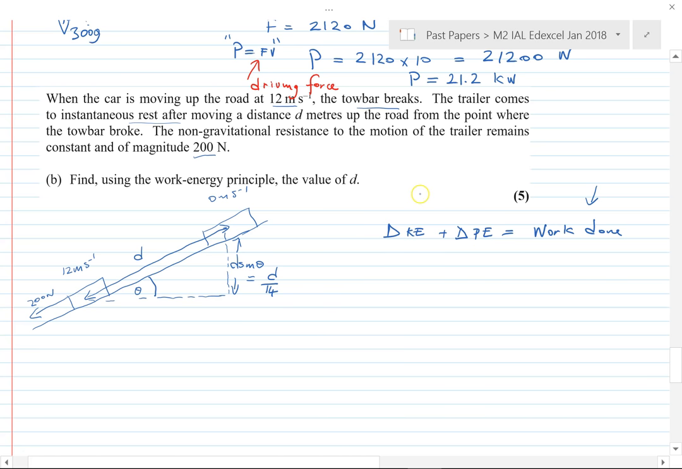Kinetic energy is going to be decreased, and potential energy is going to be increased because it goes up the slope. And work done will be negative, because it's a resistive force that takes away mechanical energy. It's lost all its kinetic energy, so negative, and we were told the mass of this thing somewhere.